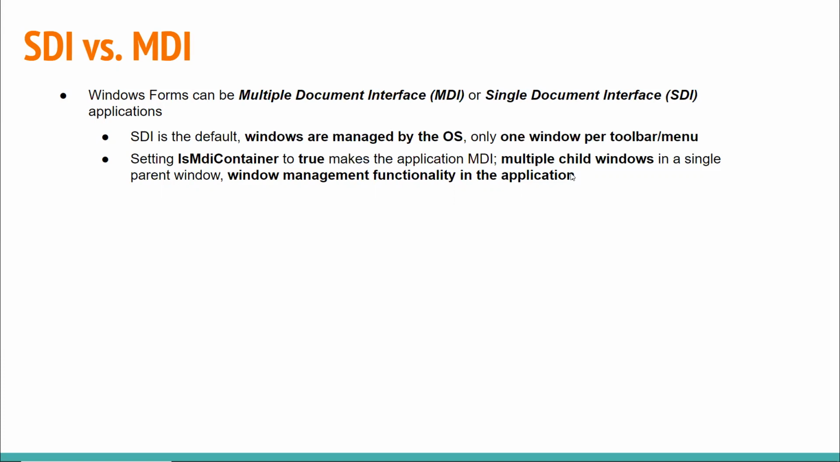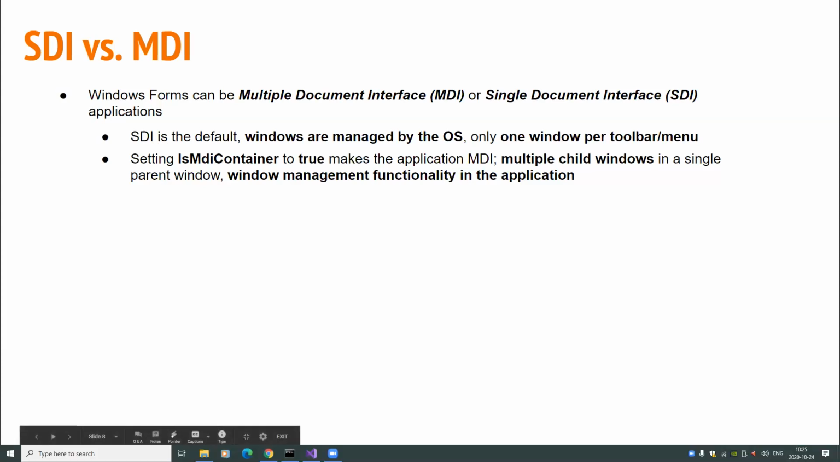Yes, Chris, indeed. It is a Boolean. Okay, so it can either be set to true or false. If IsMdiContainer is set to true, then your desktop application will be treated as a multiple document interface. If it is set to false, then it'll be treated as an SDI application, a single document interface. So if we set IsMdiContainer to true, that makes it a multiple document interface, and then we have to program some way to handle our window management.